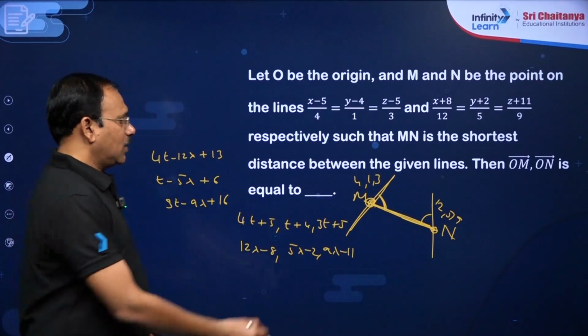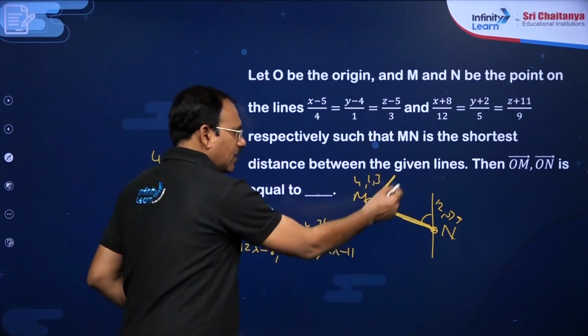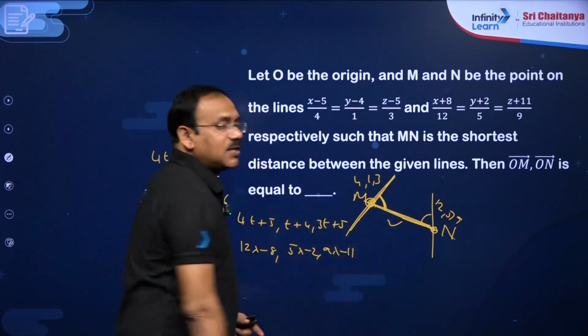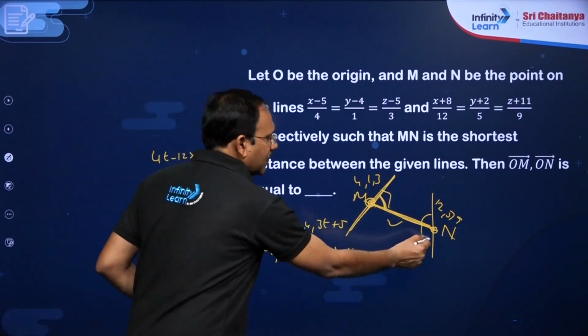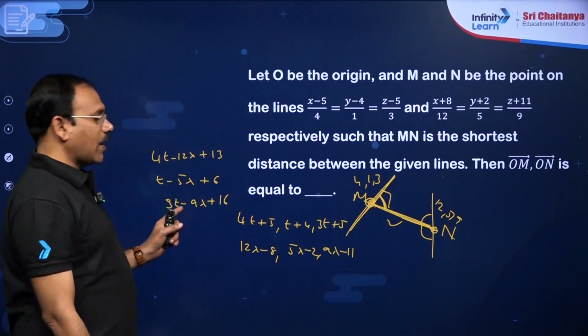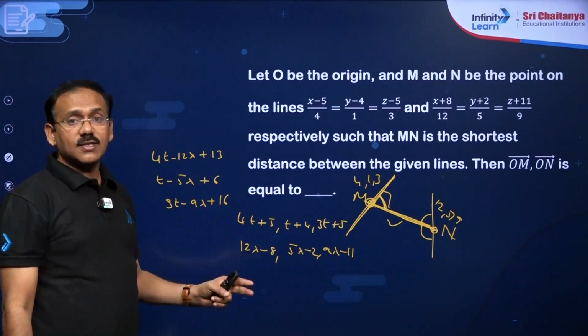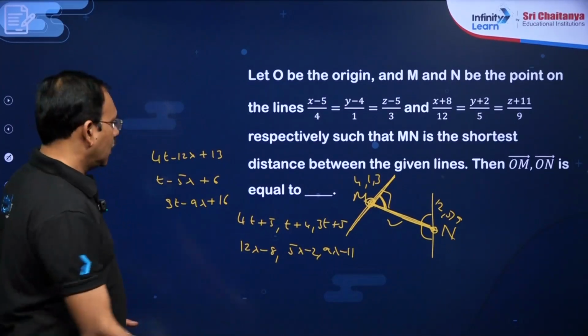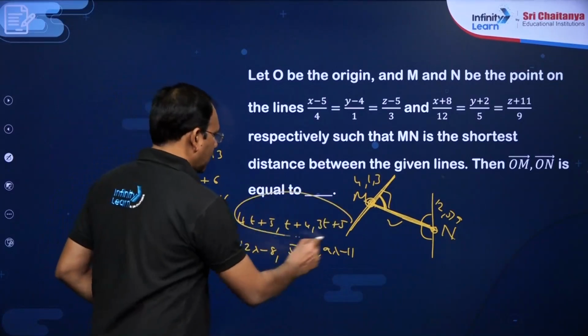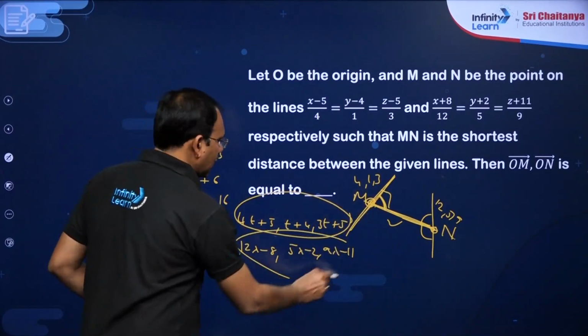Clear, dear students? You take the general point on the first line and the second line, and find these DRs. The shortest distance line will be perpendicular to the first line as well as the second line. If you apply the dot product, you will get two equations in t and lambda. You have to solve, and you will get the t value and lambda value. If you put the t value here, you will get point M, that is OM bar, and point N, that is ON bar.